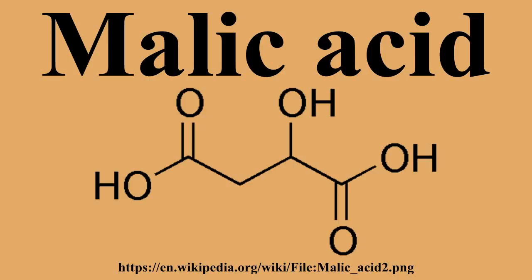Malic acid is an organic compound with the molecular formula C4H6O5. It is a dicarboxylic acid that is made by all living organisms, contributes to the pleasantly sour taste of fruits, and is used as a food additive. Malic acid has two stereoisomeric forms, though only the L-isomer exists naturally. The salts and esters of malic acid are known as malates.